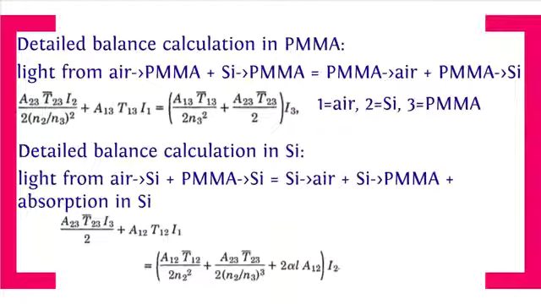We can do the same thing in silicon. Same thing: air to silicon plus PMMA to silicon should match silicon to air plus silicon to PMMA. So each component has to be internally in equilibrium, right? Nothing is heating up or cooling down. You get a similar sort of expression. So we have two equations we can solve.